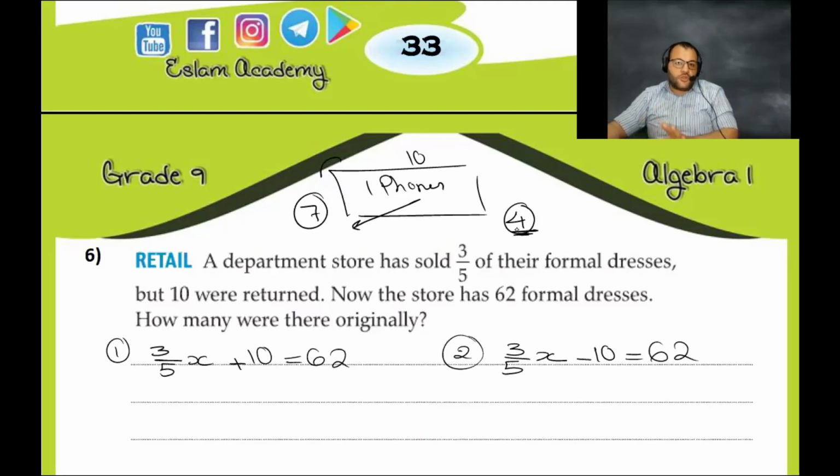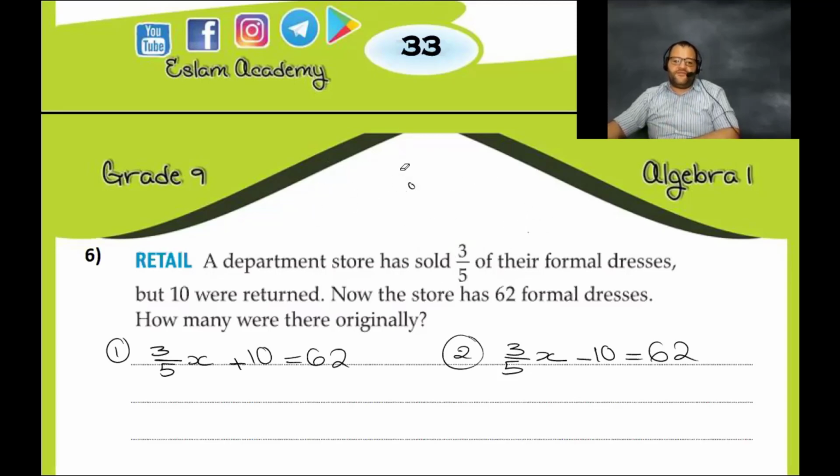Yeah. We are talking about the number of pieces still at the shop. Correct. So he sold 3 over 5. How many pieces are left? 2 over 5. Because now I'm talking about how many pieces are left. That is the number the store has now.